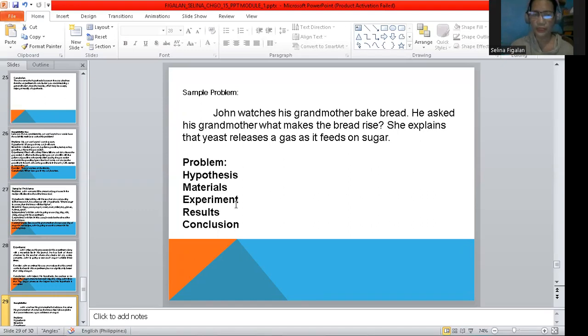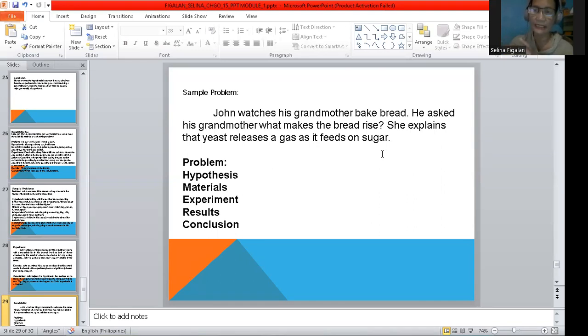And then the results, kailangan samahan mo siya ng yeast. Okay, with the results is that, umalsa ngayon yung yeast. But here is that, explains that yeast releases a gas as it feeds on sugar. Yun, that is true. And ano ba yung ibig sabihin nito? Ang yeast daw ay nagre-release ng gas para magpalaki through the presence of your sugar. So, ito yung feeds on sugar is that, it is full of knowledge kasi, class.